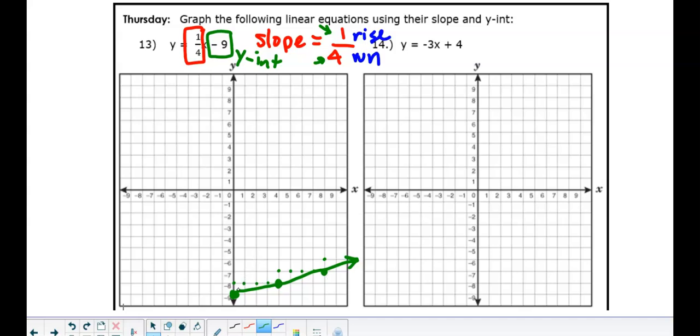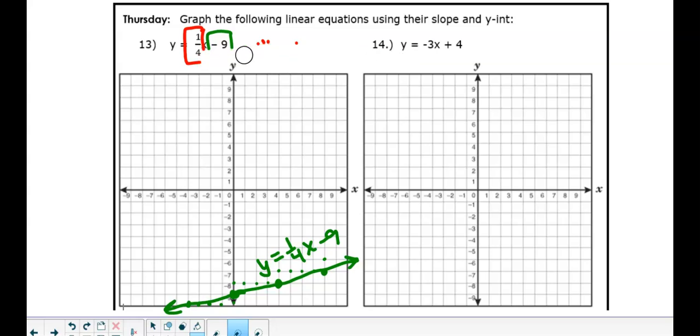And now I'm going to reverse it. Instead of +1 and +4, I'm going to go -1 and -4. That allows me to draw a little bit more of the line along the bottom half. Label your line, and you're done. Now let's take a look at question number 14.